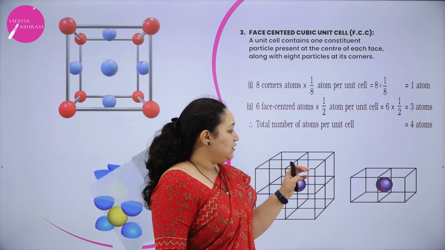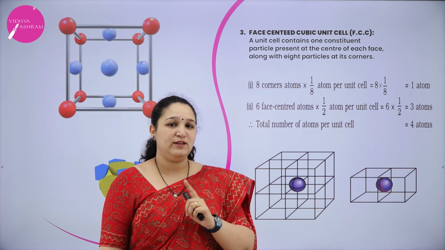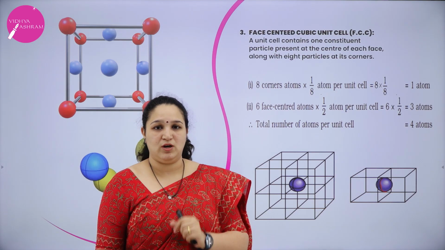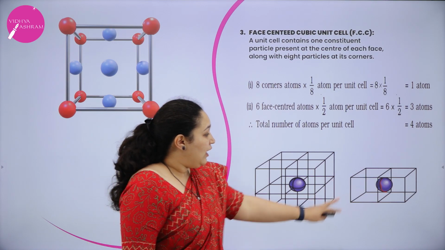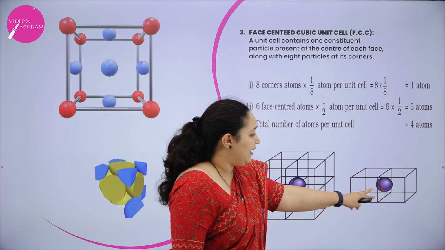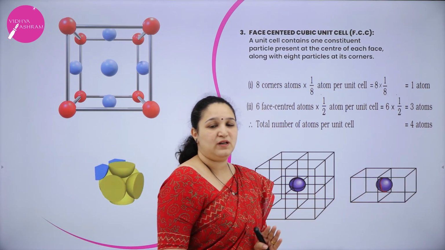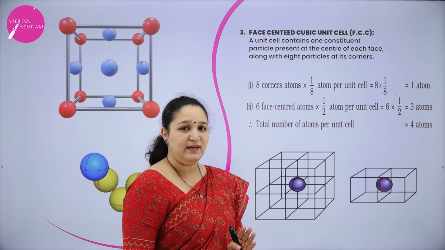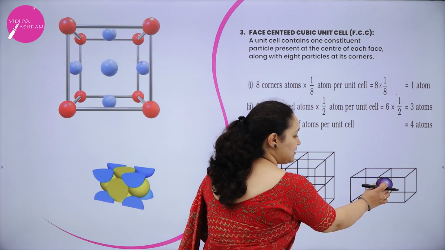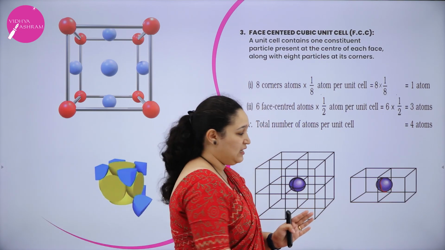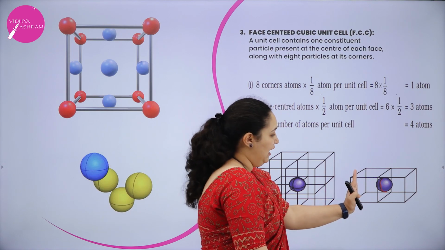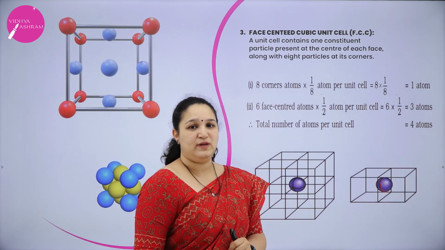Now from the corners we have already learnt 1/8 of the particle we will get per unit cell per corner. Correct? Now if it is present in the center of the face, you will get half per unit cell. That is, the one in the center of the face is shared by 2 unit cells. Half I will get for 1 unit cell, other half for another unit cell.